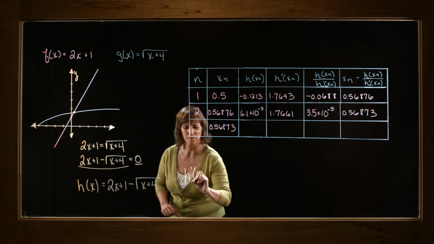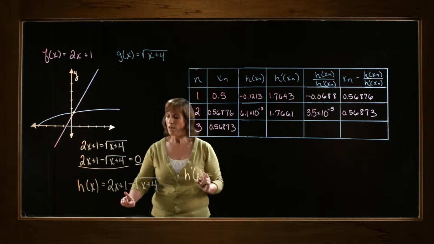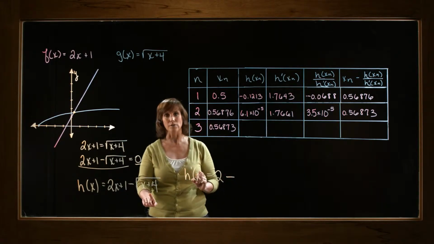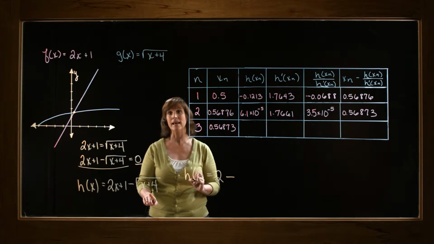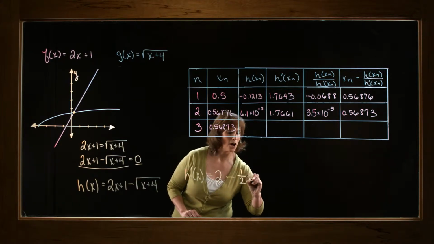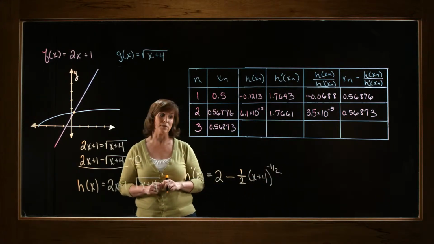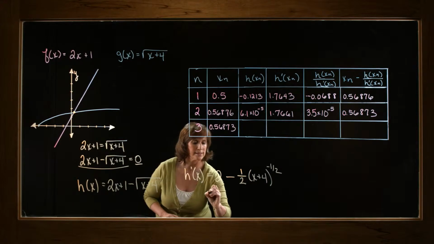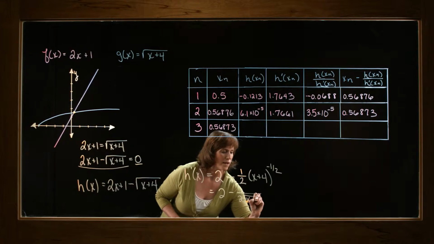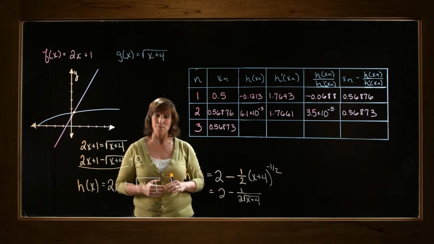So h prime is going to be the derivative. The derivative of 2x is 2. The derivative of 1 is 0. And I'm going to have minus the derivative of this radical. Now remember, you can think of the square root as having an exponent of 1/2. So I'll have a 1/2, which I'll bring down, copy over the x plus 4, and subtract 1 from the exponent. And that gives me my derivative. So if you want to, you could write this as 2 minus 1 all over 2 times the square root of x plus 4. Now I have all the pieces that I need to do Newton's method.